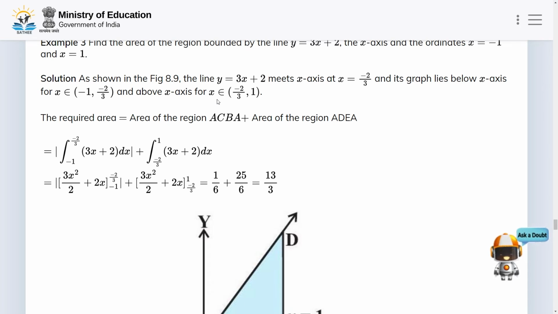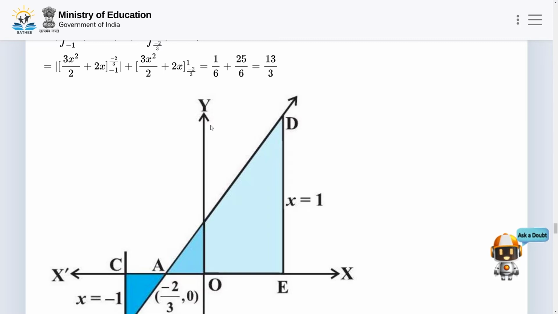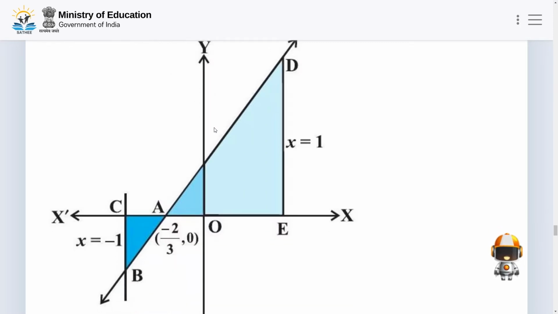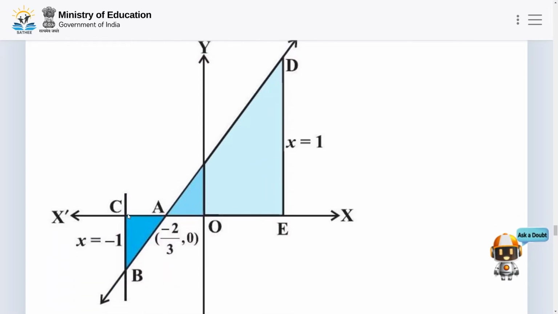So whenever your graph is above the x-axis, there is no need to apply any modulus. Whenever your graph is under the x-axis and you have to find the area, then you must apply the modulus there. Now you know that x is going from -1 to 1.